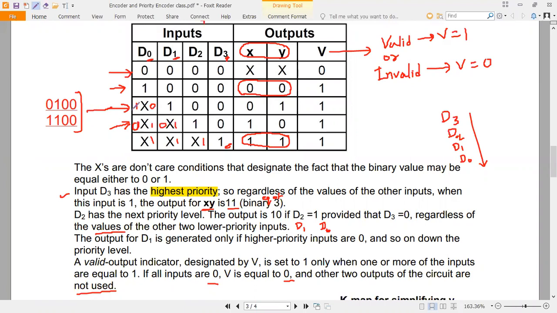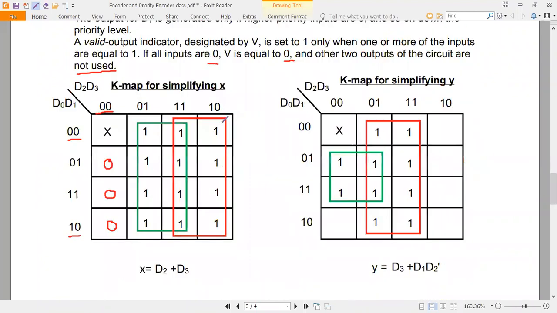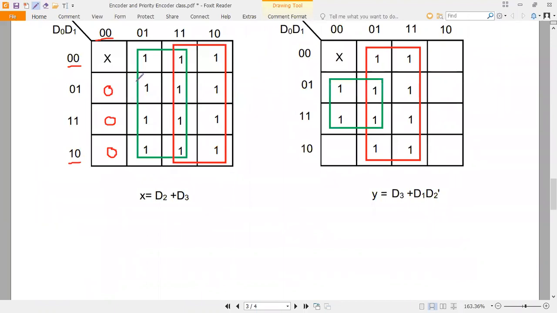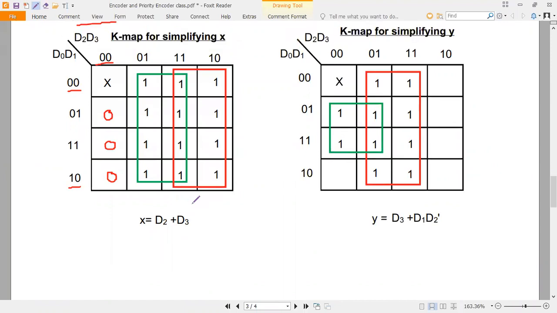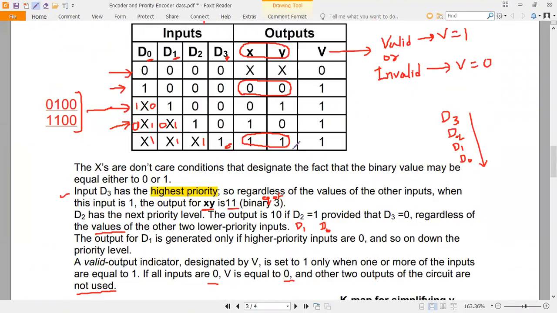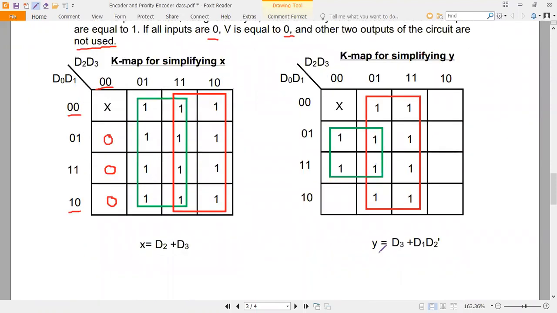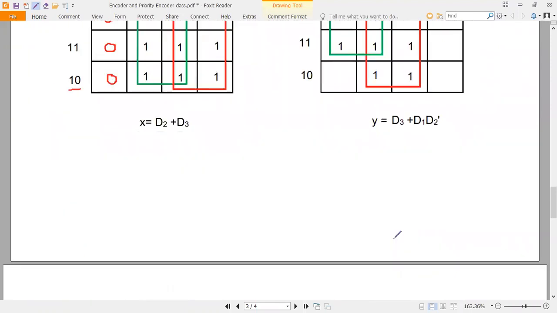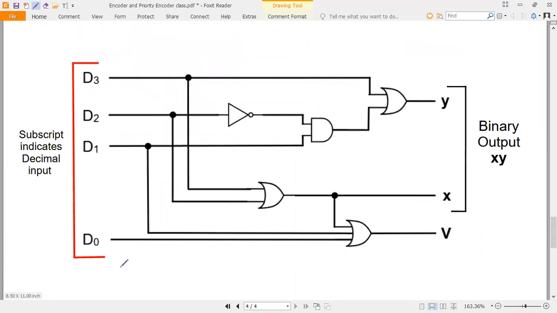So here for this, you have 2 combinations. For this row, you are going to have 4 combinations. What are the combinations? 0 0 1 0, 0 1 1 0, 1 0 1 0, 1 1 1 0. For these 4 cases, the value of x equal to 1. So you can write all the values like this. After this, you can combine these squares, and you are going to get the expression for x as D2 plus D3. Similarly, for y also, after writing the values, you are going to get y as D3 plus D1 D2 dash. So here, this is the circuit. The inputs are D0, D1, D2, D3.